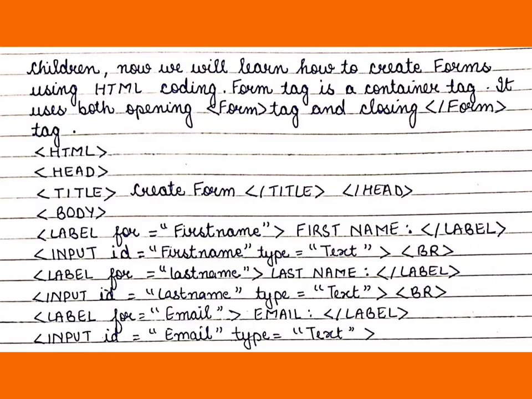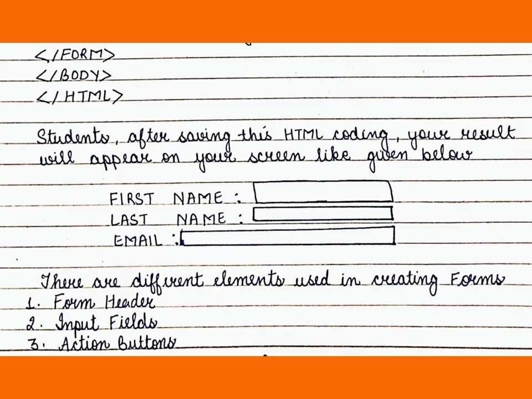Again use the label tag for last name and close the label tag. Use the input ID, last name, type is equal to text. Again use the BR tag and start with the label tag for entering the email address. Use the input ID for email and type is equal to text. Now close the form tag and close the body tag also. At the end, close the HTML tag.